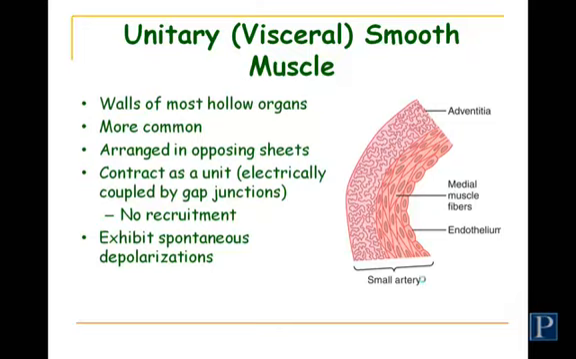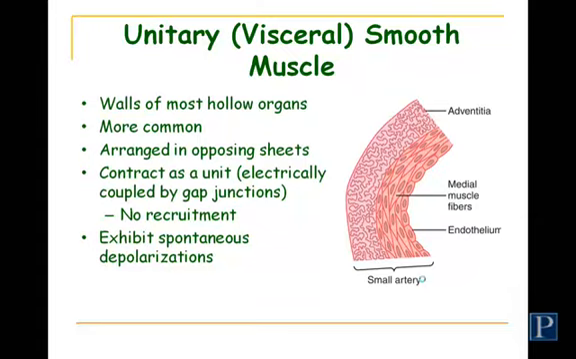One thing to keep in mind is this type of smooth muscle does not exhibit recruitment. As we mentioned before about motor unit recruitment, this doesn't exist in the unitary smooth muscle. An interesting thing is that this type of smooth muscle exhibits spontaneous depolarizations. Its control can be myogenic, which means it originates within the muscle itself.